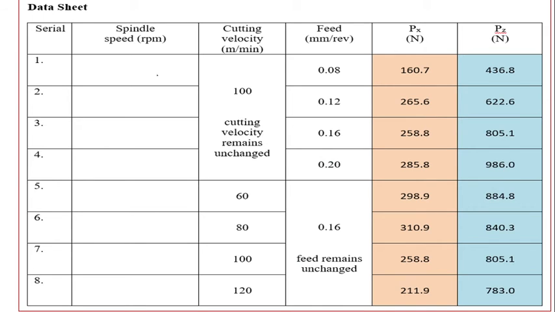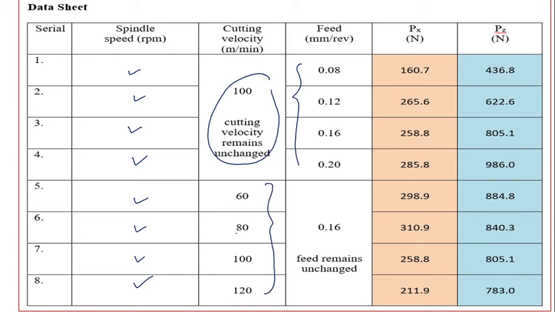Now please calculate the spindle speed here. For the first 4 experiments, your cutting velocity is constant and your feeds are changing. For the next 4 experiments, your feed is constant and cutting velocities are changing. I believe the diameter of the job is 190 millimeter, but it is given correctly in the video. So if it changes from 190 millimeter, use that and find out the rotational speed.